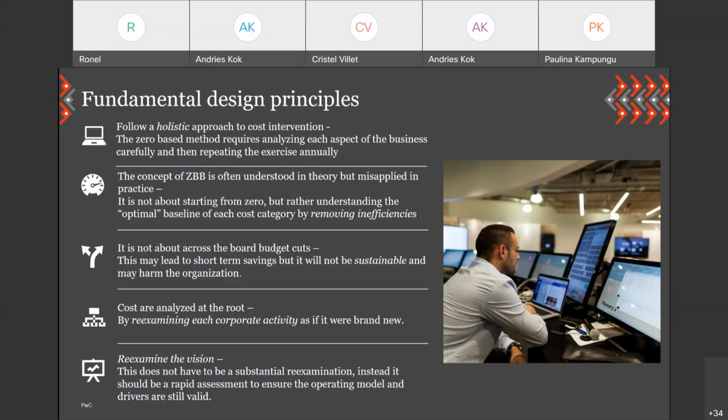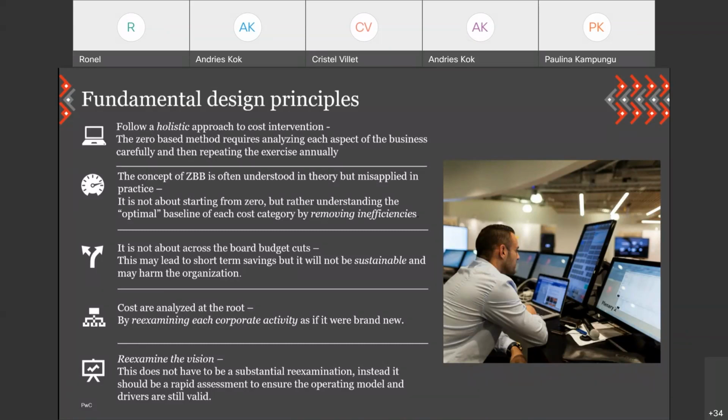Now, one line that we see as crucial in the ZBB process is to understand and distinguish between top-down budget cuts or across-the-board broad-based cuts versus this bottom-up approach of removing inefficiencies. If you do top-down, broad-based cuts, it's very likely to lead to savings in the short term, but it will lead to value erosion in the long term because you may cut into areas that you should not be cutting in, areas that give you a competitive advantage. So it's very important to take this holistic approach and remove inefficiencies from areas that make sense, and that's going to serve you in the long term and create and sustain a competitive advantage.